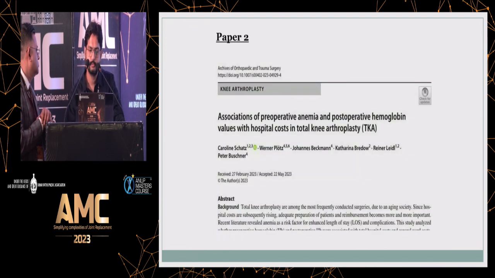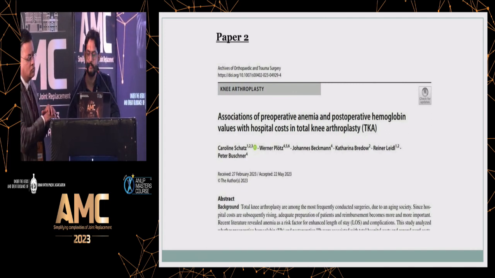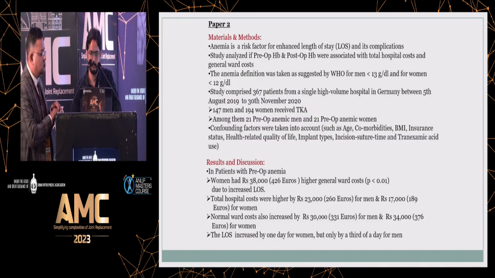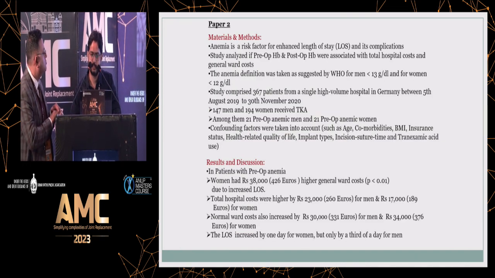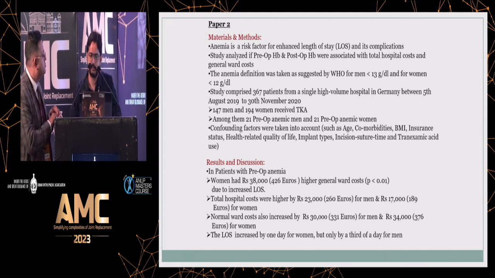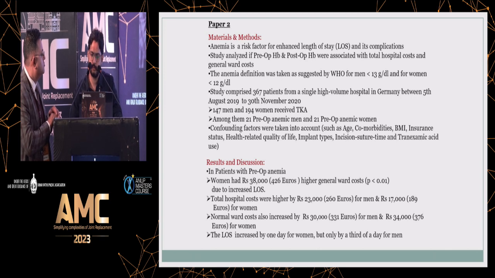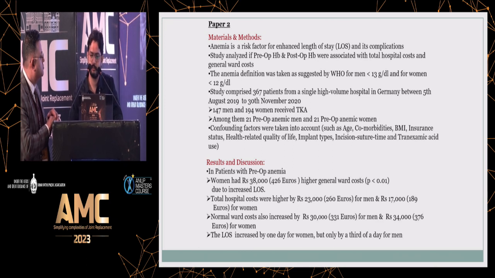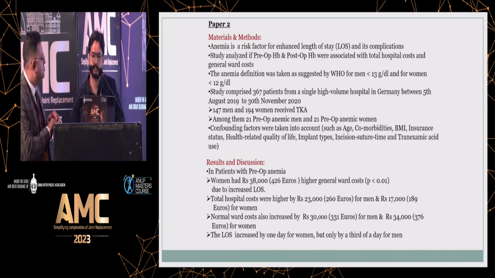Coming to paper 2, it is on the association of preoperative anemia and postoperative hemoglobin with hospital costs. Since anemia is a risk factor for increased length of stay and complications, this study analyzed whether preoperative and postoperative hemoglobin were associated with total hospital costs and general ward costs. The anemia definition was as suggested by WHO: less than 13 grams for men and less than 12 for women.